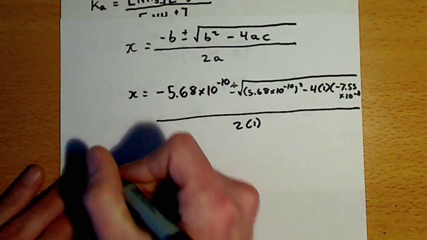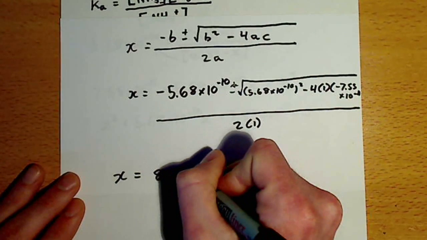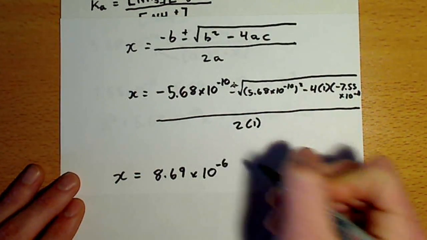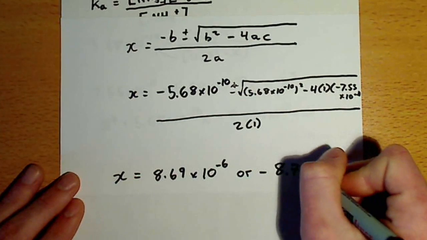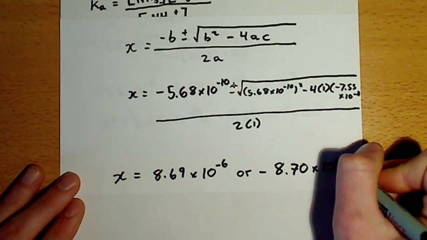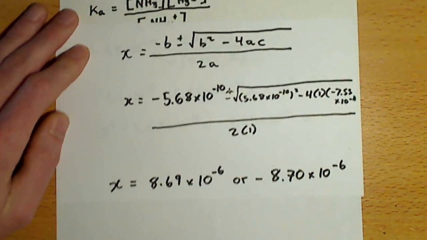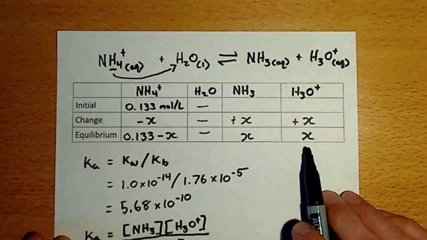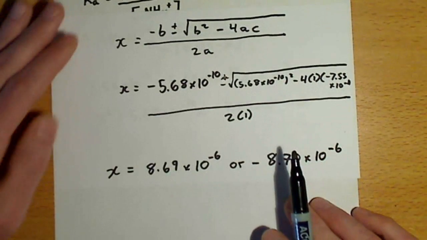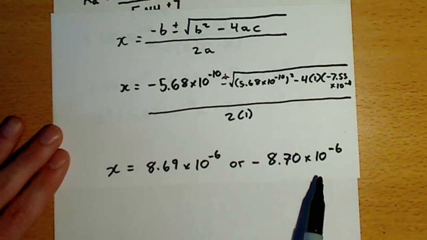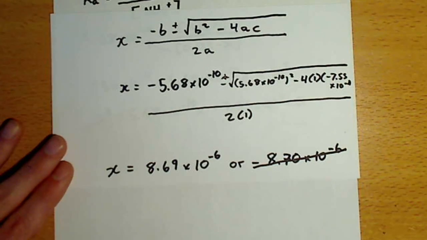The values you should get are x equal to 8.69 times 10 to the negative 6, or negative 8.70 times 10 to the negative 6. We know that we're solving for a concentration as represented here in our ice table. X is the concentration of hydronium ion. Because of that, we cannot have a negative value. We cannot have a negative concentration. So we don't have to consider that value of x.